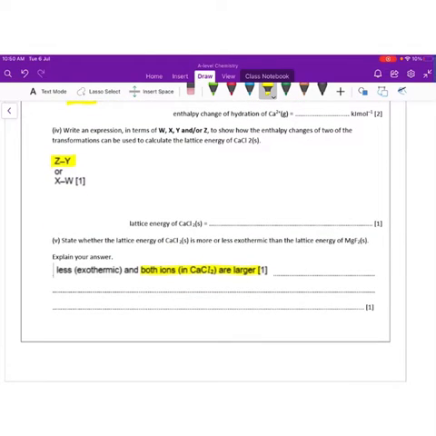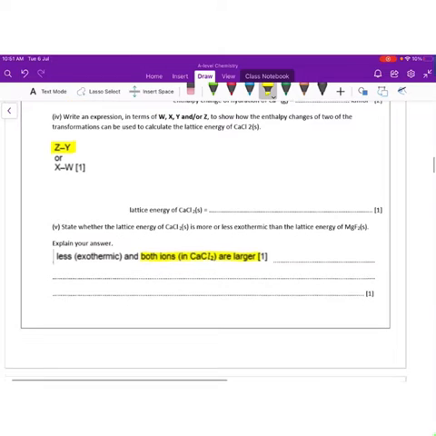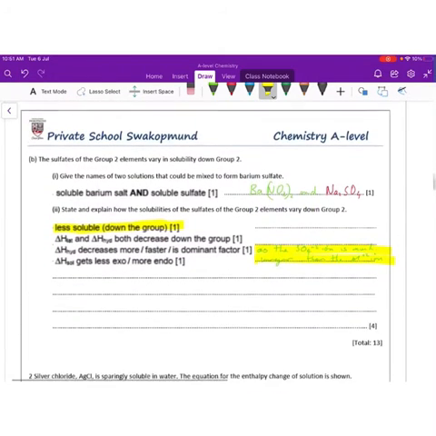The bottom one most you got as well, I think. State whether the lattice energy of calcium chloride is more or less exothermic than the lattice energy of magnesium fluoride. Well, less exothermic because both ions are larger, right? My chloride is larger than my fluoride, and my calcium is larger than my magnesium in there. All right. So important. Remember, go through that theory again.